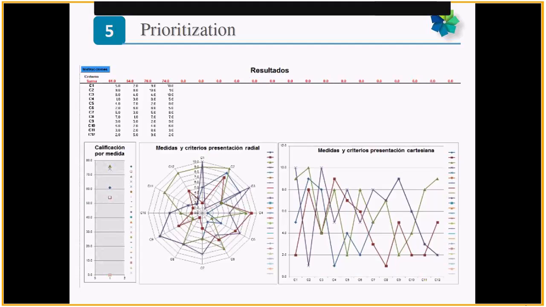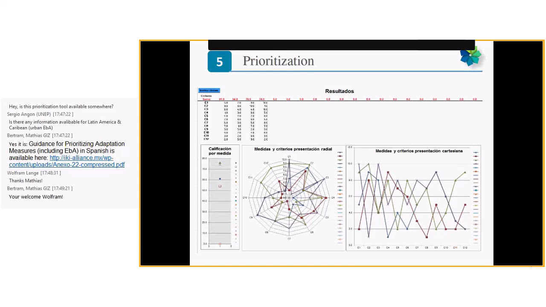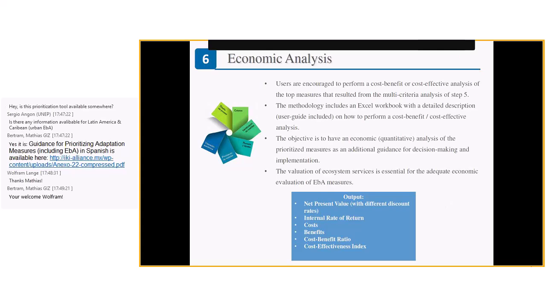Okay, so those are the charts, and you have different diagrams and different tables where you can rank and value the qualifications of the measures that you have done in the prioritization step. So we can go to the next.